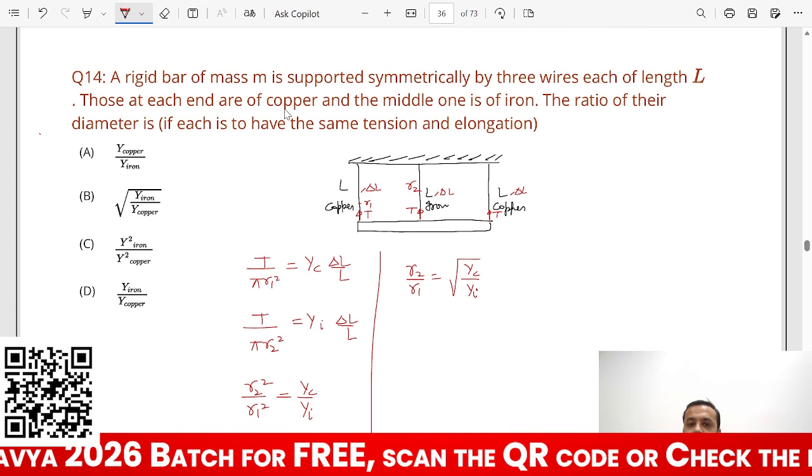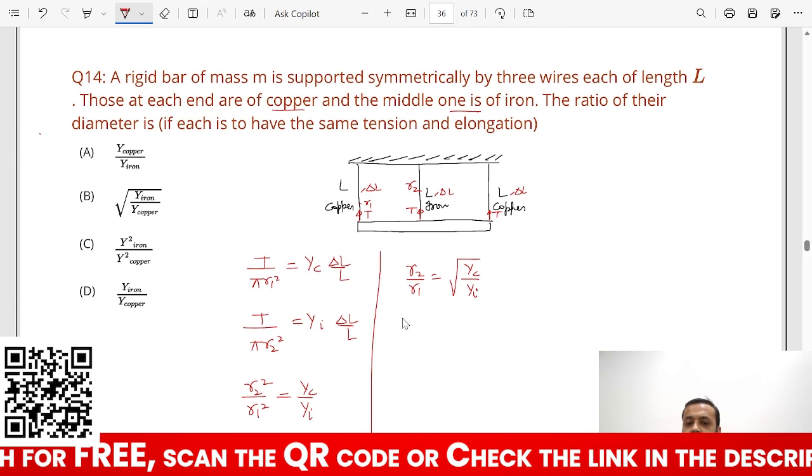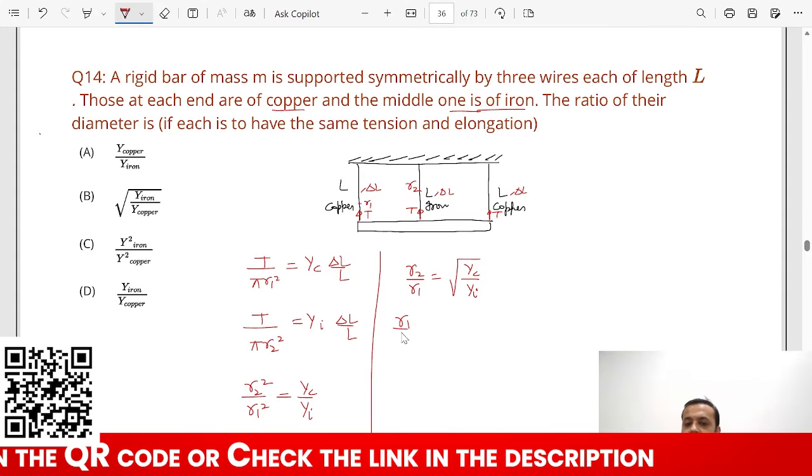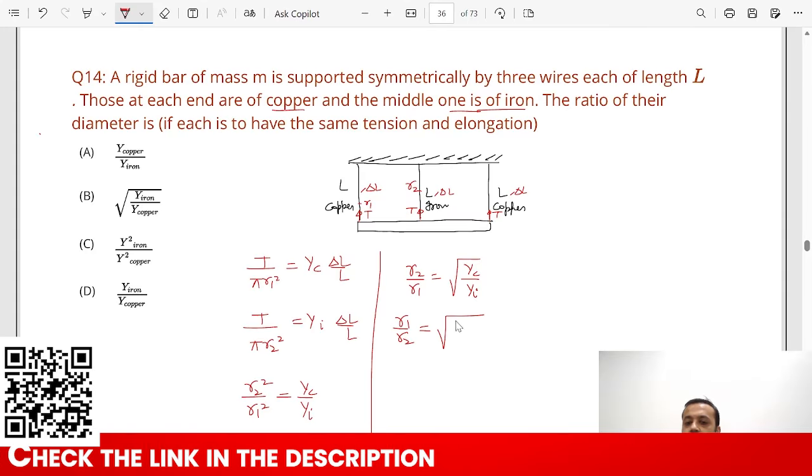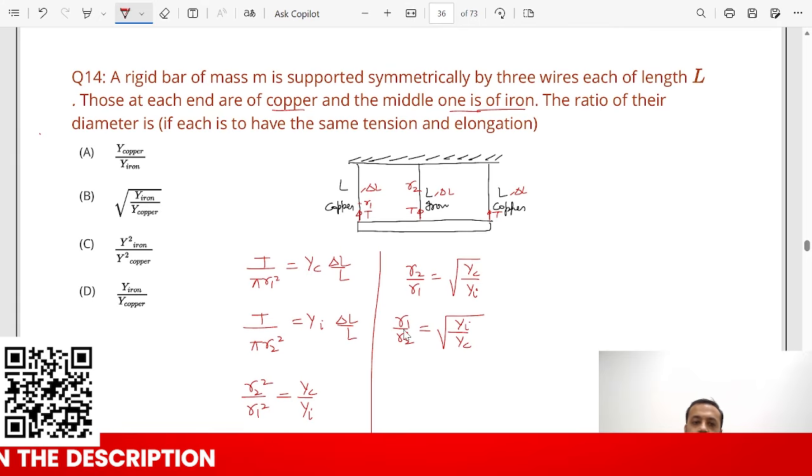So we have to find the ratio of copper to iron, that means we have to find R1 by R2. That will be under root of Y of iron divided by Y of copper. So option B will be the answer to this question.